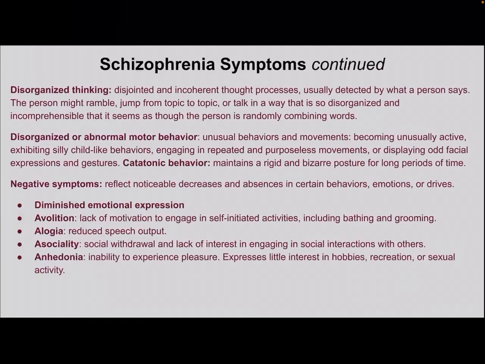The fourth symptom is disorganized or abnormal motor behavior. So how the person moves. They might exhibit silly childlike behaviors or do repeated movements over and over. Sometimes odd facial expressions or gestures, and sometimes catatonic behavior where they basically act like a statue. They go into a strange position, like maybe their arm is up in the air and their leg is sticking out, and they stay totally still, frozen like a statue for a long period of time. So catatonic behavior is one example of the disorganized or abnormal motor behavior. Finally, the fifth symptom of schizophrenia is negative symptoms.